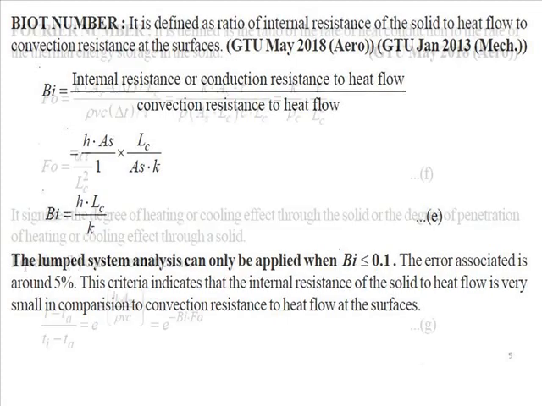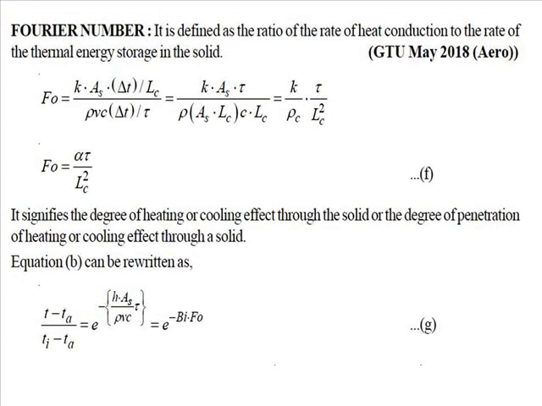Now the second dimensionless number which we have to discuss is the Fourier number, and the Fourier number is defined as the ratio of the rate of heat conduction to the rate of thermal energy stored in the solid.